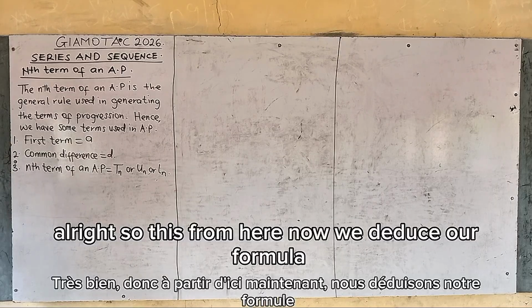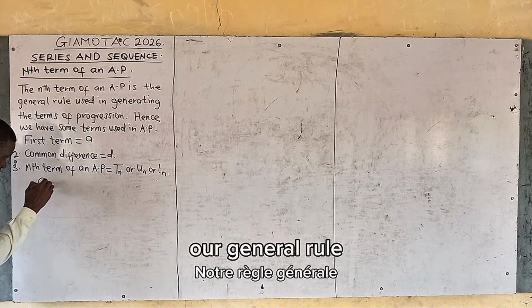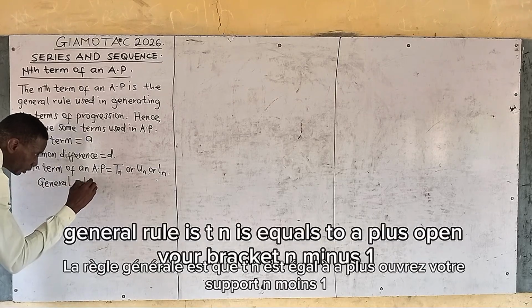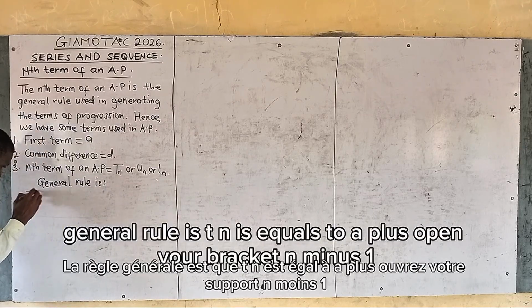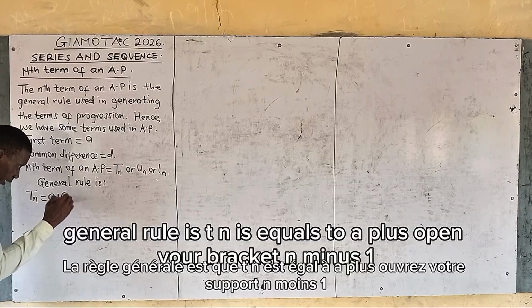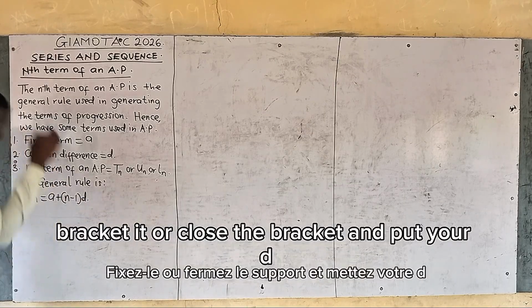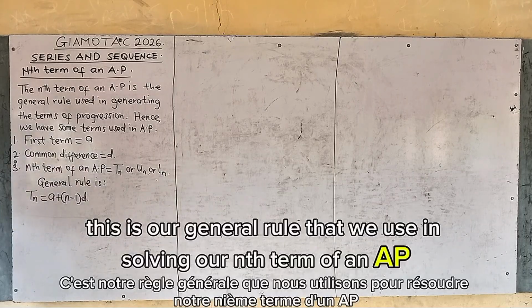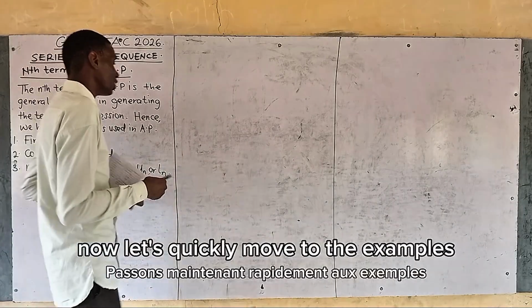From here now we deduce our formula. What is now our formula? Our general rule is Tn is equal to A plus, open your bracket, n minus 1, close the bracket, and put a D. This is our general rule that we use in solving the Nth term of an AP. Now let's quickly move to the examples.